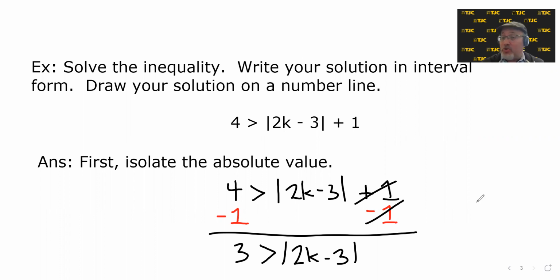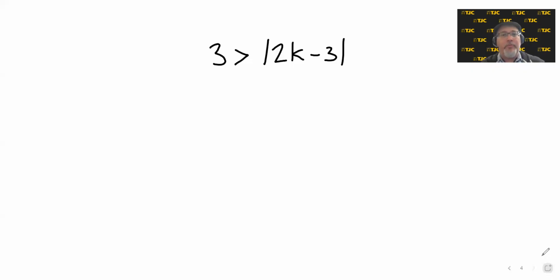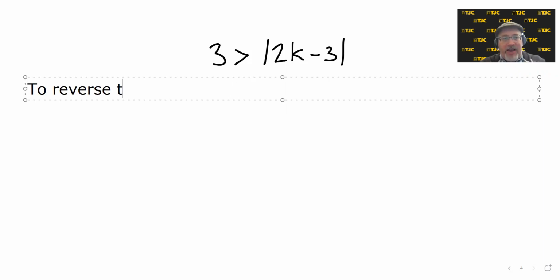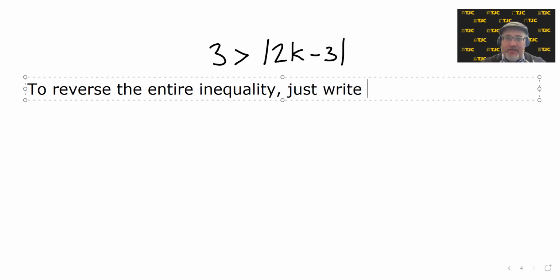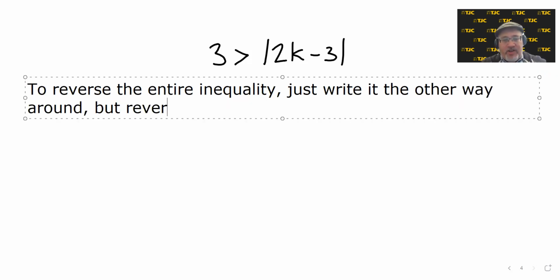But if you'll notice, it still says greater than, not less than, and our absolute value is on the right side instead of the left side. So what do we do in that case? Honestly, just turn it around. Although there's nothing technically wrong with this inequality as is, when you're solving an inequality, it's almost always more intuitive if your variables are on the left and not on the right. In this case, it's sort of, for lack of a better word, backwards. So to reverse the entire inequality, just write it the other way around, but reverse the sign.